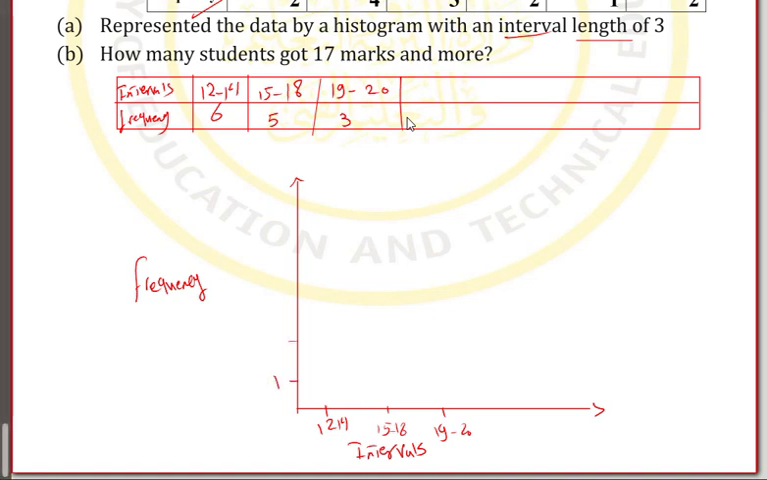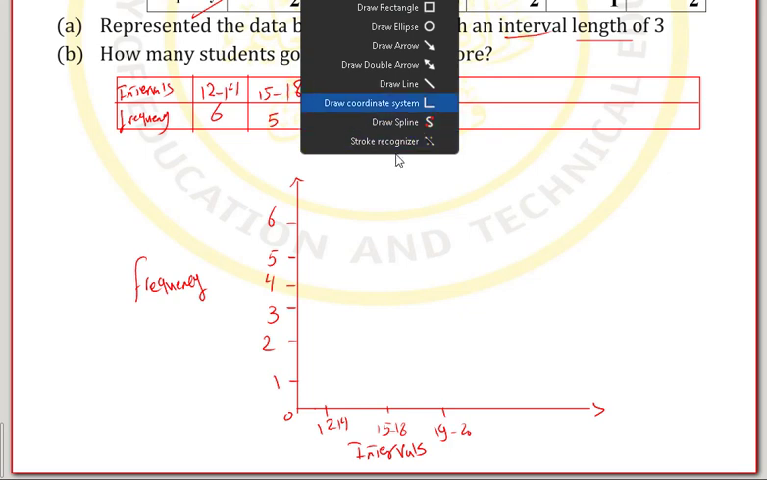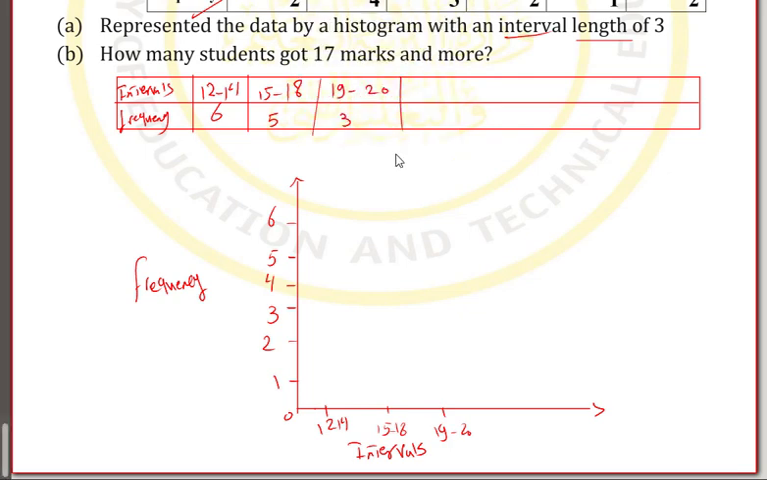For the frequency we need up to 6, so we can move one by one. We don't need to move by 2, 4, 6 like this. So 1, 2, 3, 4, 5, 6 finally. For 12 to 14, don't start from 0; as we said, start from here. For example, it is going to be 6, so let's draw it up to 6, to the end. Okay, like this.